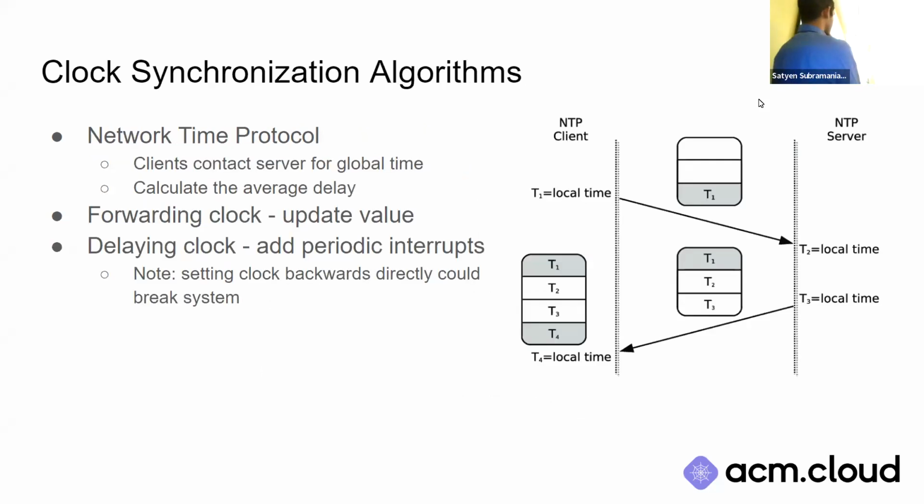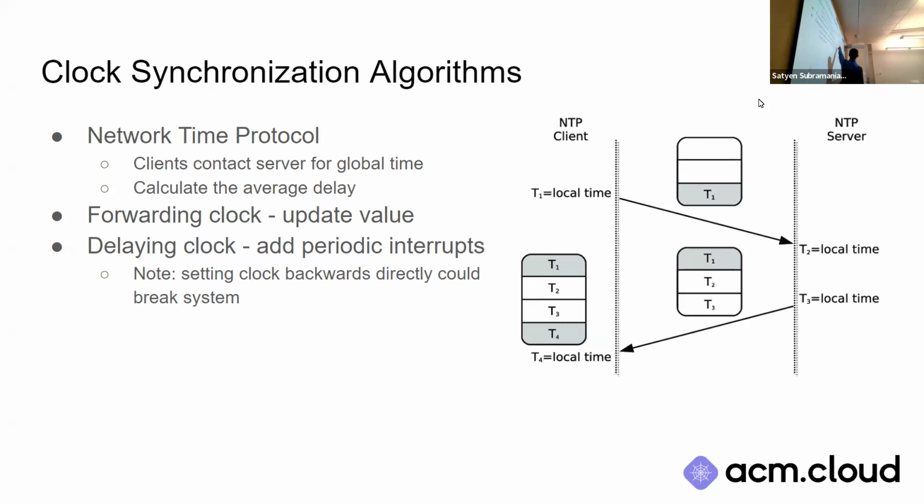Okay, so now getting a little bit more into the meat of how these things are done. There's a very common protocol called Network Time Protocol, which is a way to make sure that the global time is the same, or at least that you're accounting for differences, when you have two different nodes in a distributed system. So the way this works is that you have a client and a server.